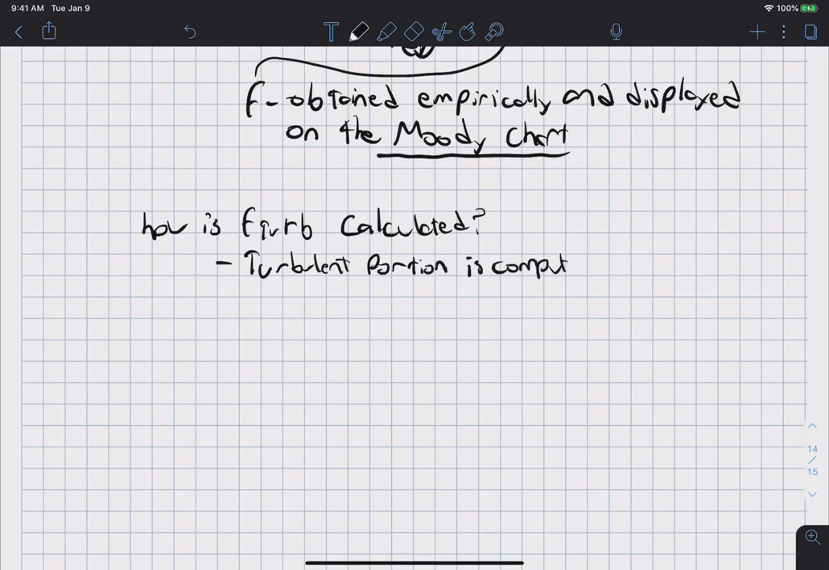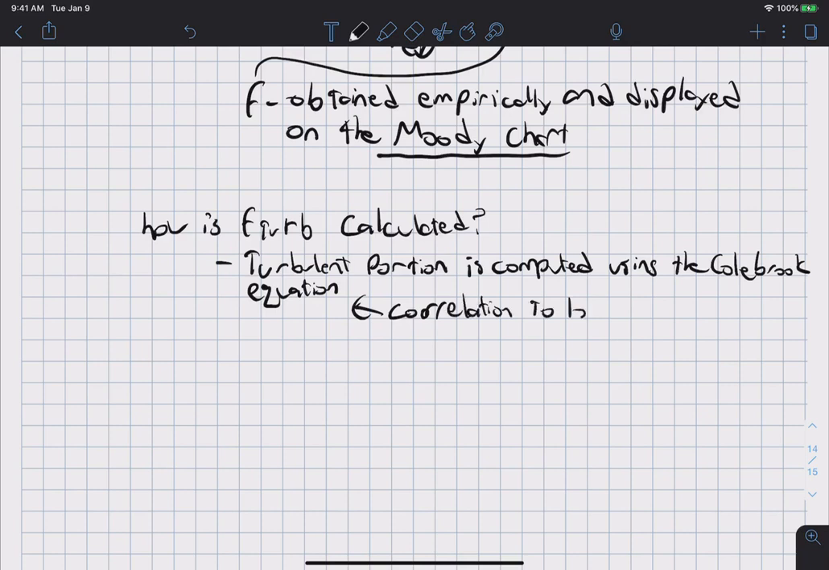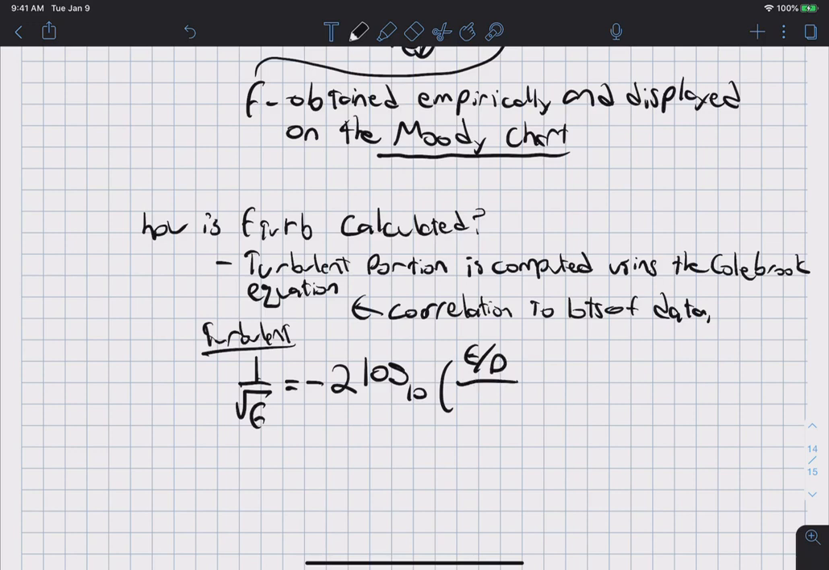And the turbulent portion of that diagram is computed using the Colebrook equation. Okay, and this is just a correlation to lots of data. But this Colebrook equation, which I'm going to scribble down here, is 1 over the square root of f, and this is turbulent. It does not work for laminar flow. It equals -2 times the log base 10 of the relative roughness epsilon over d divided by 3.7 plus 2.51 over Re_D square root of f. Okay, and so this is the Colebrook equation.